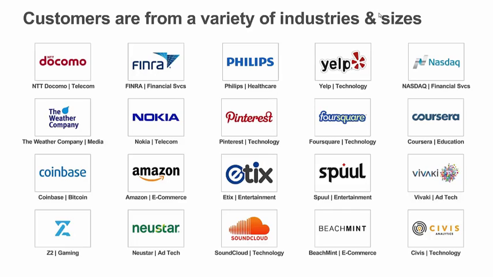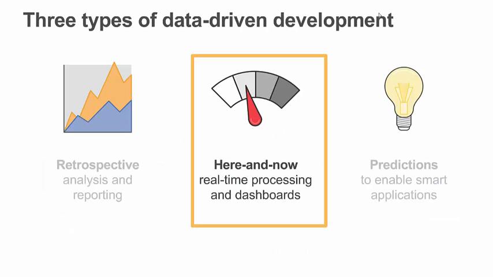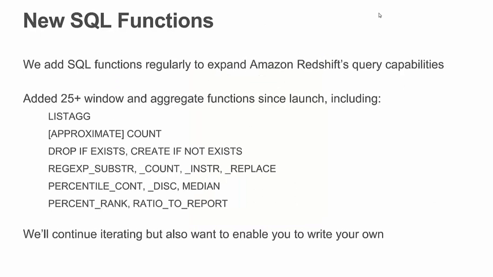Pinterest saw 50 to 100 times performance gains when they moved 300 terabytes from Hadoop to Redshift. Nokia saw a 50% reduction in costs. So you can see for historical analysis, Redshift is a great platform for data warehousing workloads. Now let's look at how we're expanding Redshift's query capabilities to enable more statistical analysis.